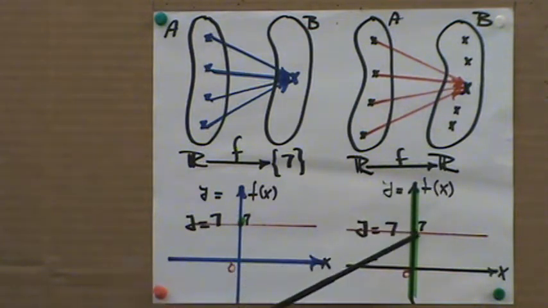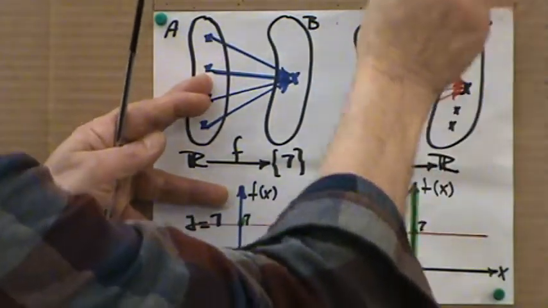So this is called an into mapping, or you can call it not onto, or not surjective. All right, are you clear with that? Let's go to the next, if we may.